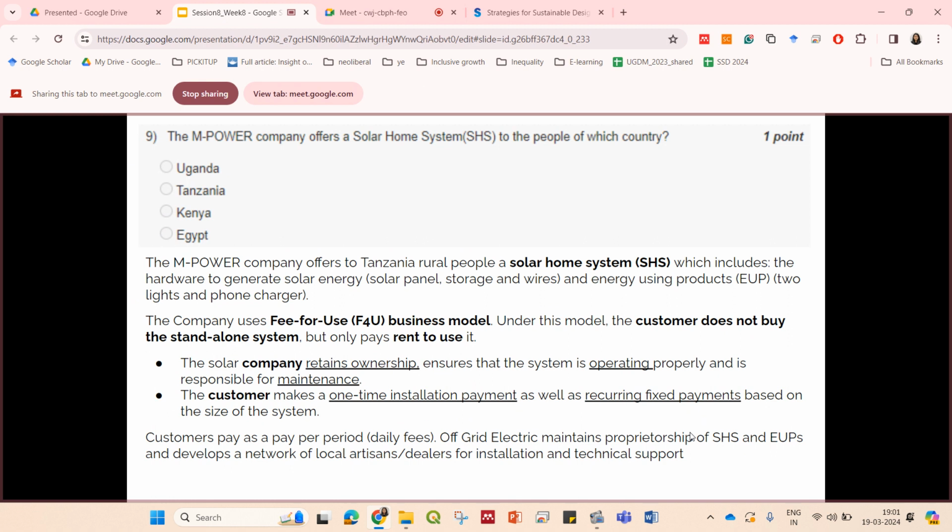makes a one-time installation payment and recurring fixed payments based on the size of the system. So the customer pays periodical installments or periodical rent for using the particular solar home system, and thus can get access to a decentralized system of energy instead of seeking energy from a large scale centralized system.